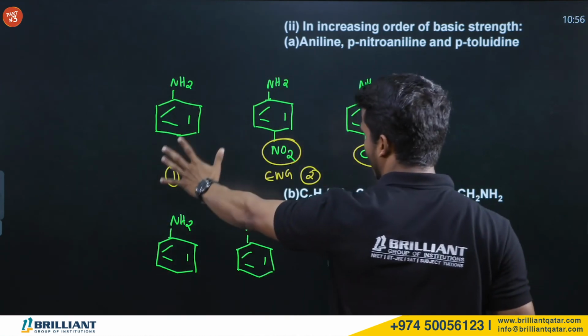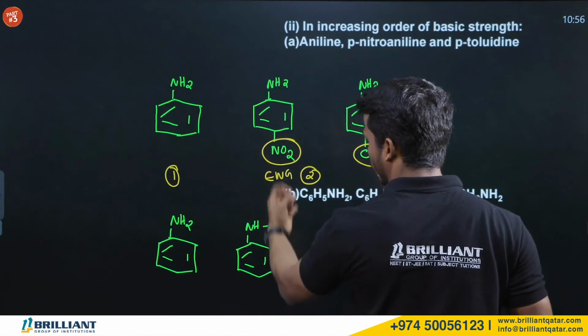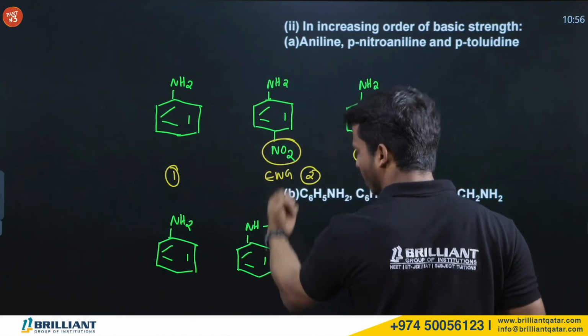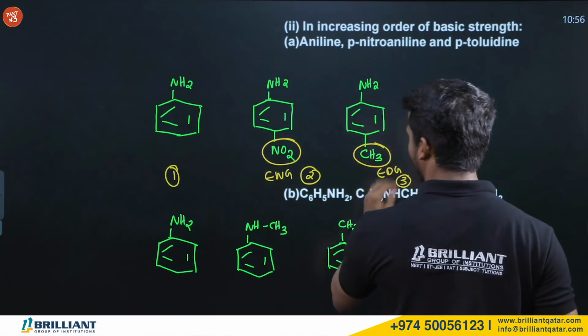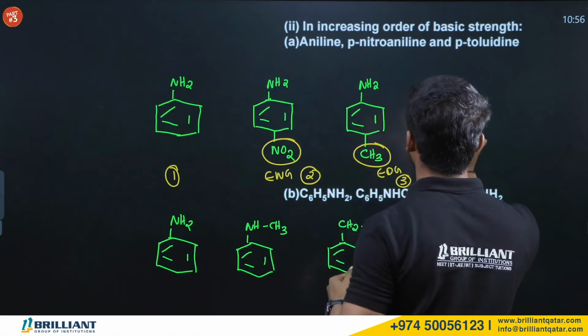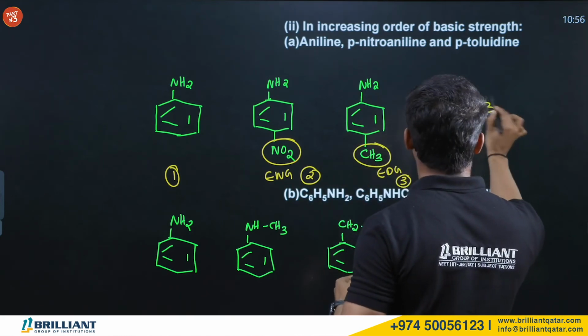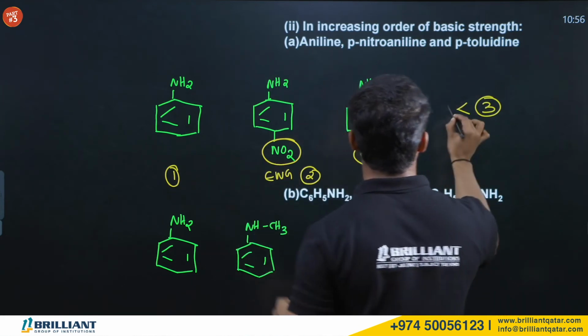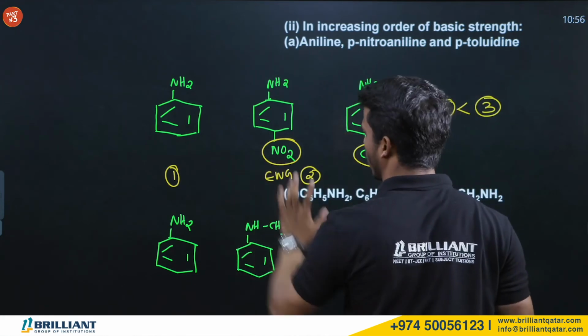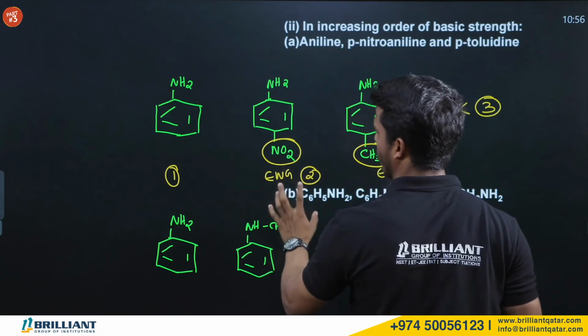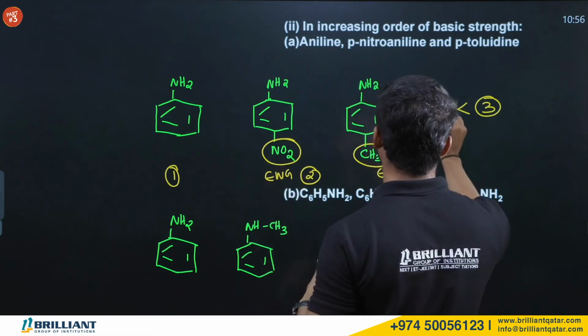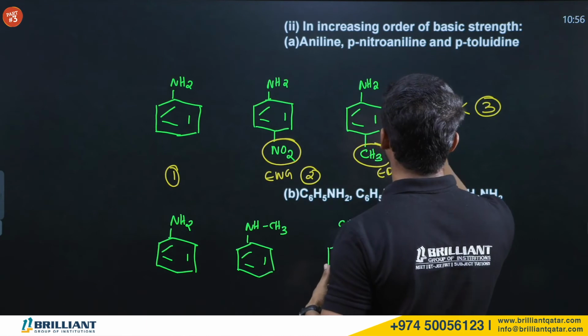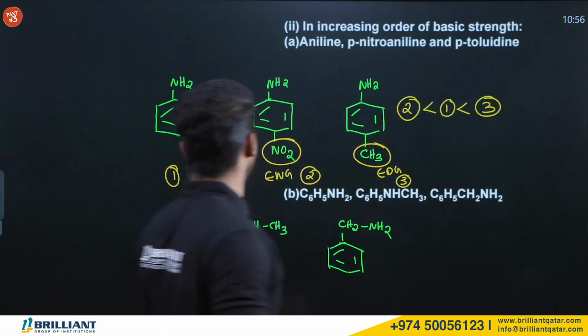This is just aniline. This has the nitro withdrawing group. A withdrawing group, if it is there, will decrease the basic character. A donating group will increase the basic character. So the third one has greater basic character. After that, let us go to the first one, because the first one doesn't contain a withdrawing group. The second contains a withdrawing group, which will decrease the basic character. So 2, 1, 3 is the order: 3 greater, then 1, then 2.